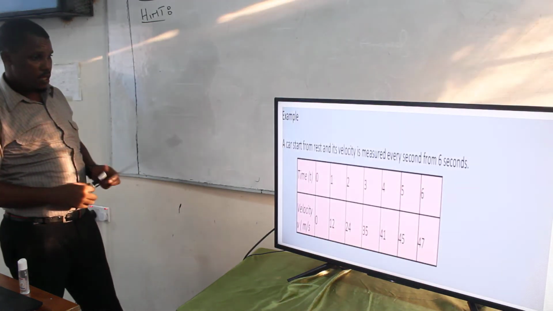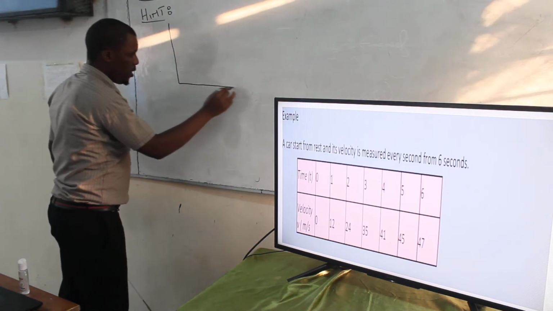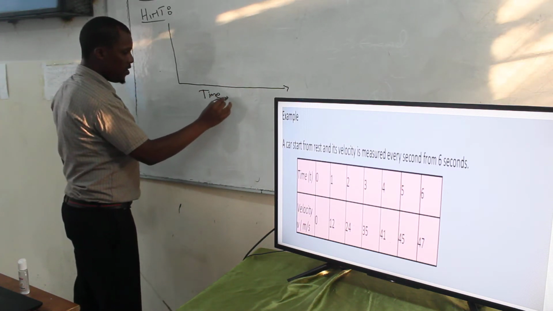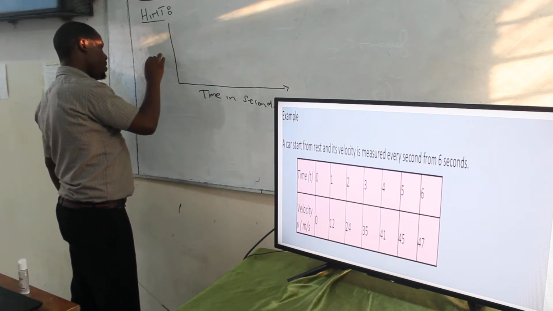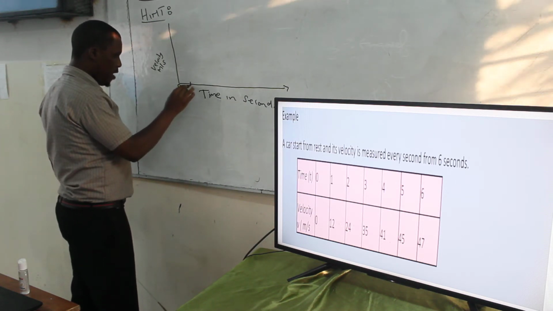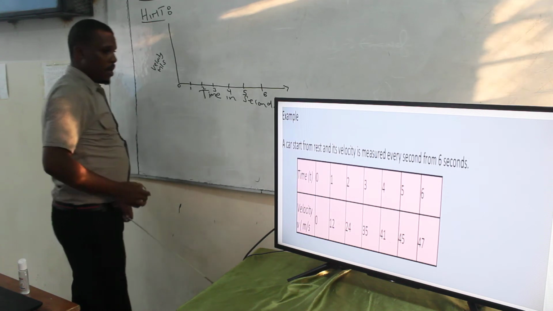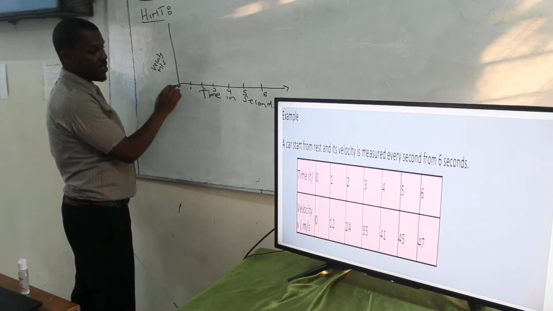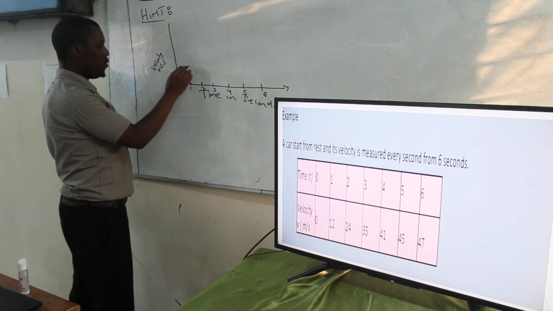You can see the table is telling us to consider a velocity-time graph. So in this case, this one is the time, and you're told the time is in seconds. Then you have velocity, which is given in meters per second. We have the time 0, then 1, 2, 3, 4, 5, and then 6. Then you can see when time is 0, the velocity is also 0. When t is 1, the velocity is 12.